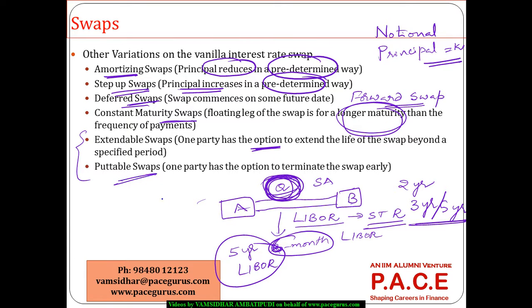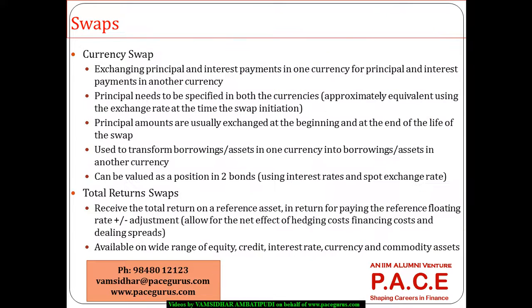Similarly, when I'm talking about a puttable swap, again one of the two parties might have taken an option to terminate the swap. Right? After 1 year, if it wants to terminate the swap, it can very well terminate it. These are the different variants that can exist as a part of the swap instruments. Now, interest rate swaps being one of those very interesting kinds of instruments.